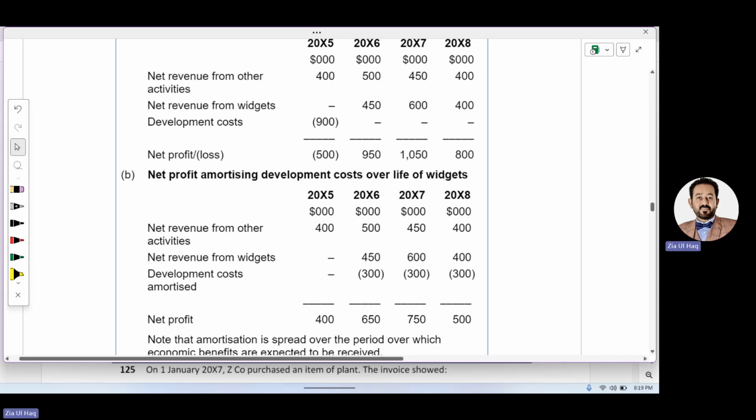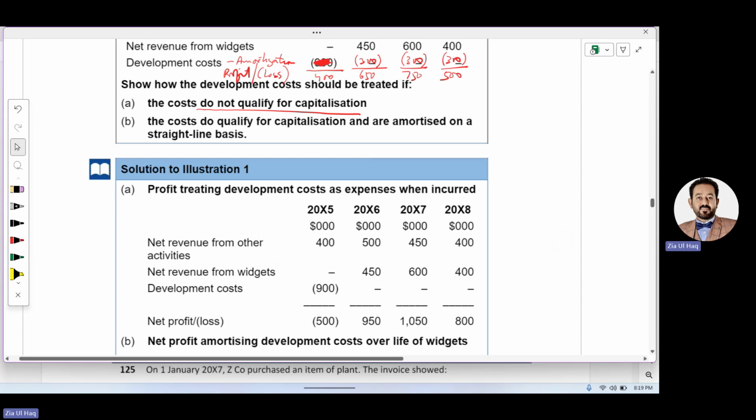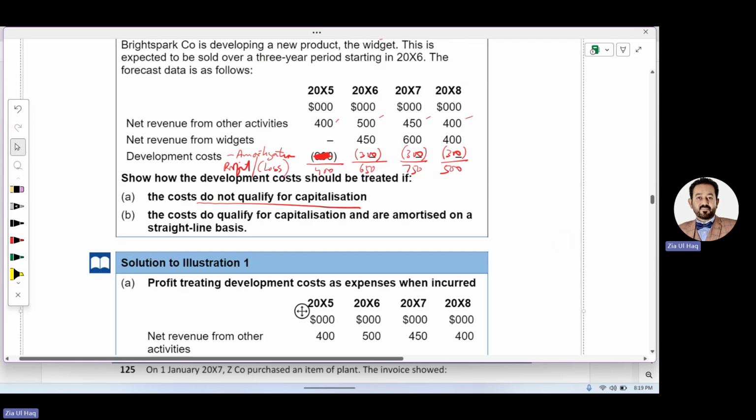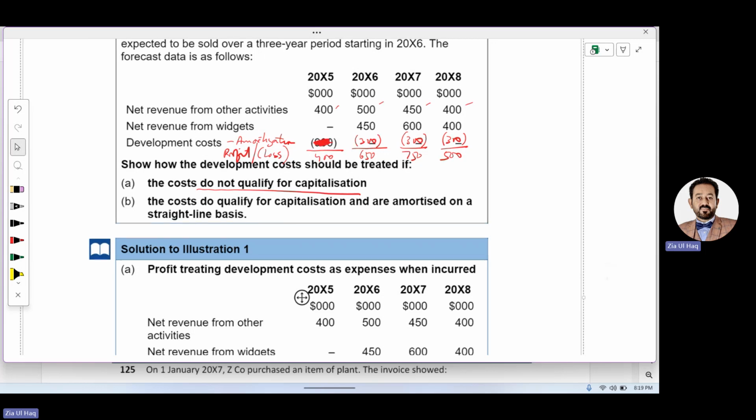Non-current assets, intangible. We'll write under intangible asset development cost. So 900 will go there, in 20x6. Less amortization of 300. That means 600 left, then it goes forward to next.